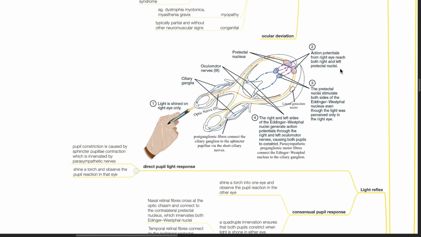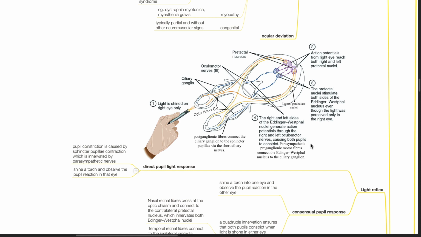The pretectal nuclei stimulate both sides of the Edinger-Westphal nucleus, even though the light was perceived only in the right eye. The right and left sides of the Edinger-Westphal nuclei generate action potentials through the right and left oculomotor nerves, causing both pupils to constrict.